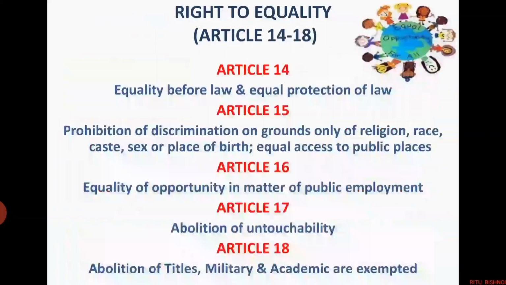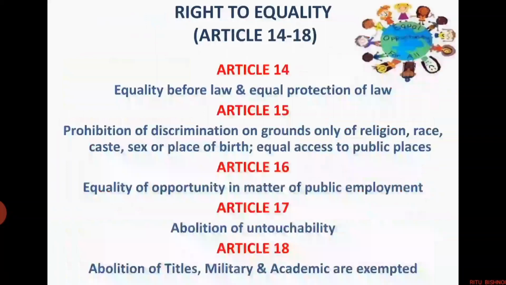Article 15 prohibits discrimination against any citizen on grounds of religion, caste, gender, or place of birth and provides for equal access to public places. However, the state can make special provisions for women and children. Article 16 provides equality of opportunity in respect of any employment or office under the state. The state may reserve seats in favor of any backward class.